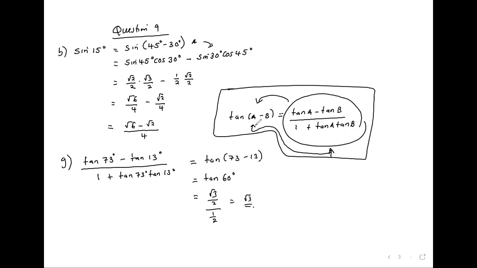We are saying, since we know that tan A minus B is expanded as tan A minus tan B over 1 plus tan A tan B, and the question we have has minus on top, plus down, we just pick the angles and put them in the form of the left-hand side. 73 minus 13. And we are still using tan.